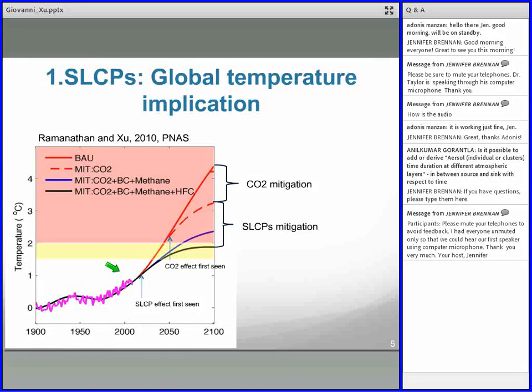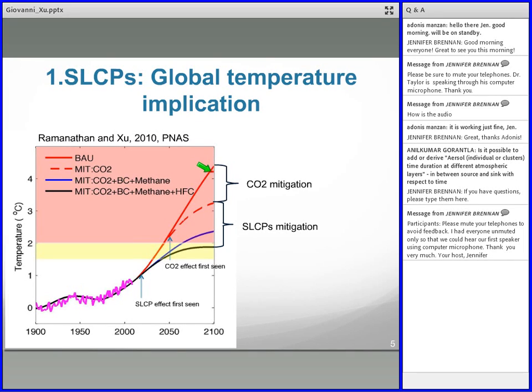To give you an example, we evaluate the contribution of short-lived climate pollutants to future climate change using a simple energy balance model. We first consider a business-as-usual case in which the emissions of CO2 and short-lived species keep increasing. Under such a business-as-usual scenario, the global mean temperature can go up to 4 degrees above the pre-industrial level.